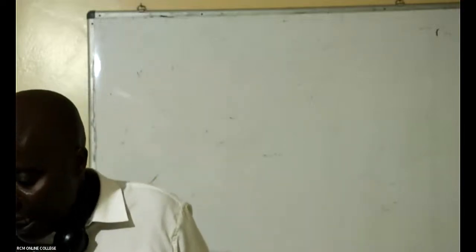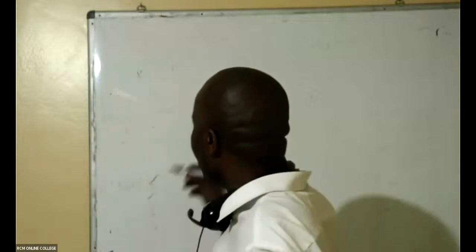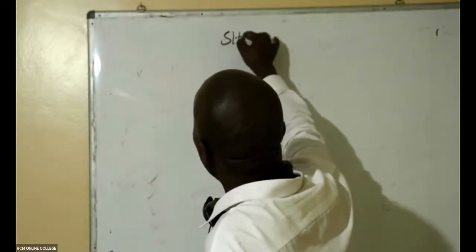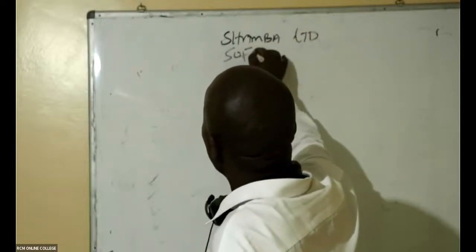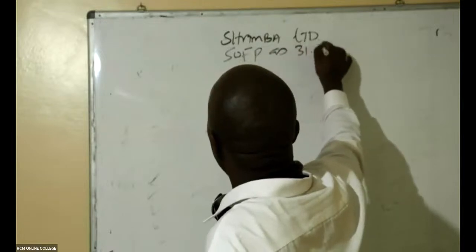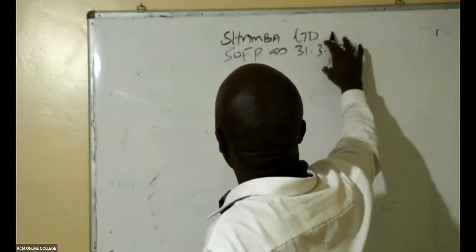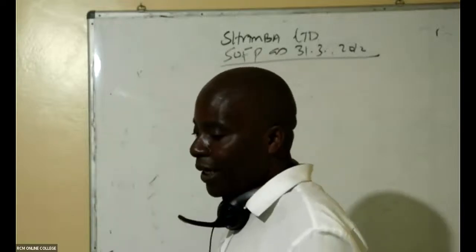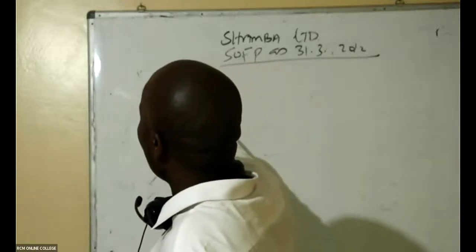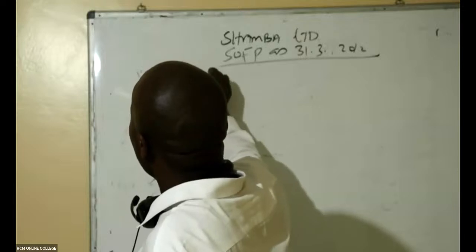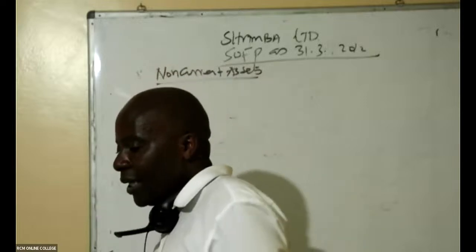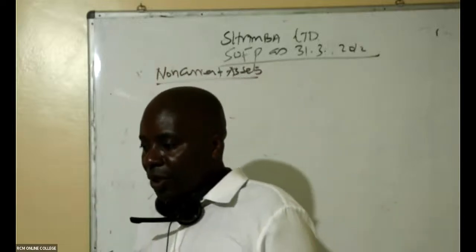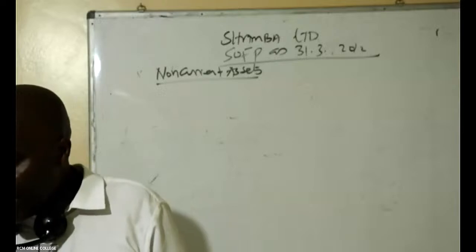So they want me to do a balance sheet. Of course, I know you guys are very good in the preambles, the one of writing the names. So we have the Shamba Limited. Statement of financial position as at 31st March 2012. You underline. So you start with assets as usual, and the very first asset to capture here are the non-current assets. So non-current assets, what do we have here?